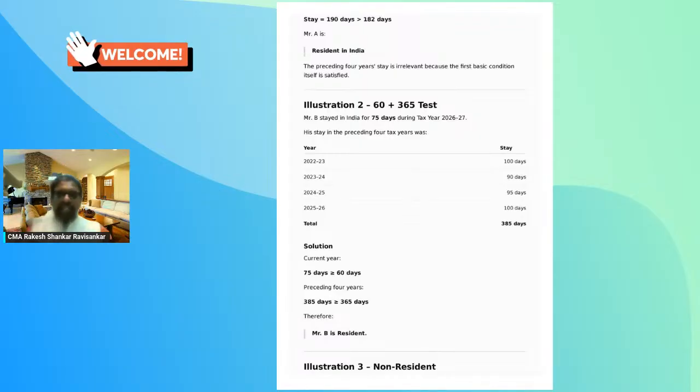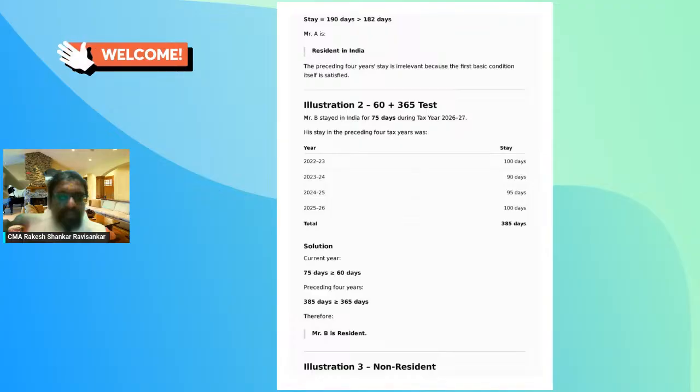In the second illustration, Mr. B has stayed in India for 75 days during the tax year 2026-27. Now look at his stay in India in the past 4 preceding years. 22-23 is 100 days, 23-24 is 90 days, 24-25 is 95 days, and 25-26 is 100 days. So in the past 4 years, he has stayed for 385 days. So in the current illustration, Mr. B has stayed in India for less than 182 days.